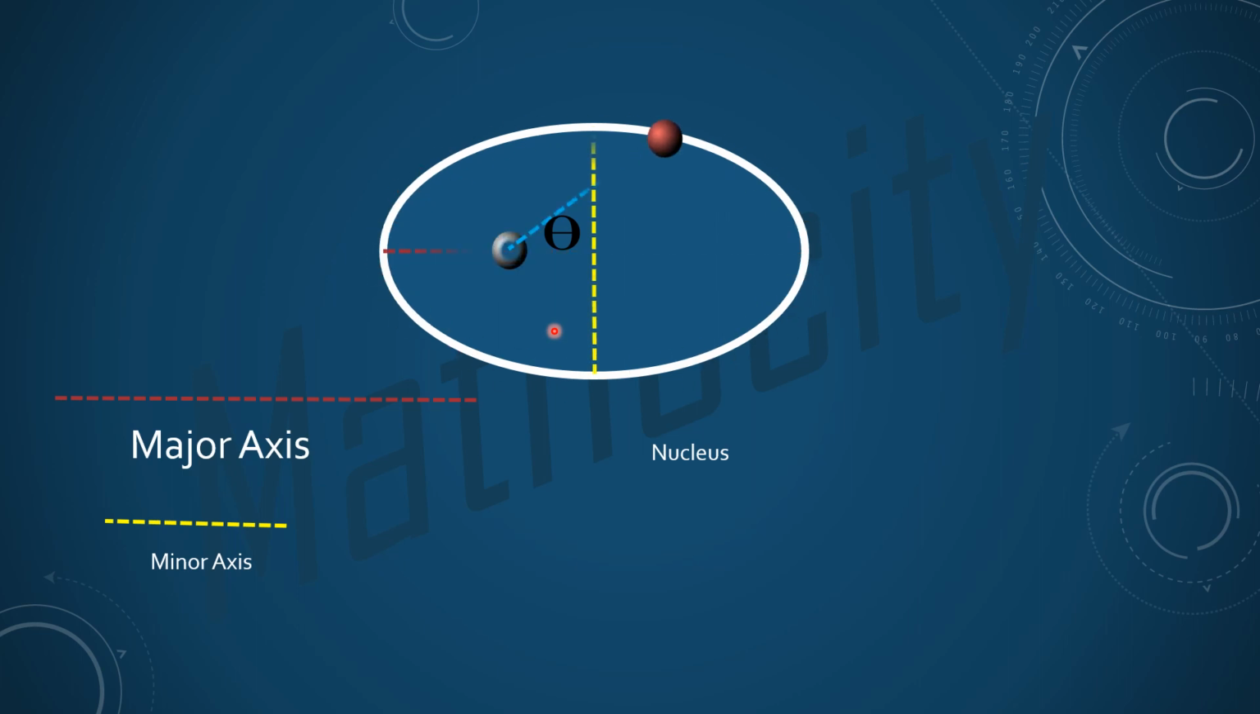In the diagram, theta is the angle between the line joining the electron and nucleus with the major axis. Observe this animation, children. Here, the electron is revolving round the nucleus in elliptical orbits. The black ball indicates the nucleus, whereas the red ball indicates the electron.